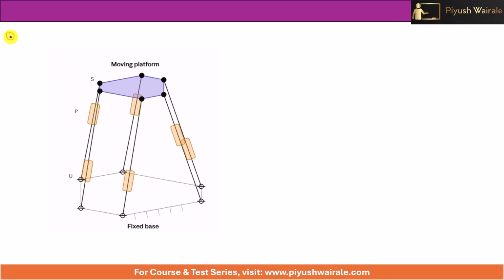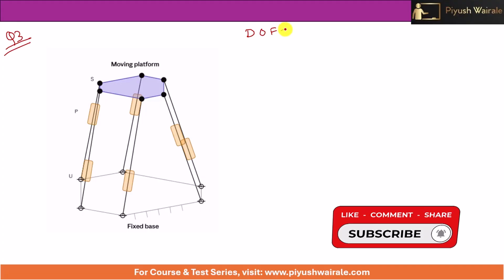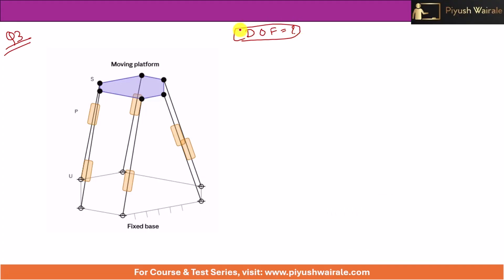Now question number 3. For a given mechanism, again try to find out the degree of freedom. So tell me how many degrees of freedom we have for a given mechanism. First, let's try to find out the capital N, the total number of links here. First, the entire fixed base 1, then second, third, fourth, fifth, sixth, 7. So these are the 7 links.